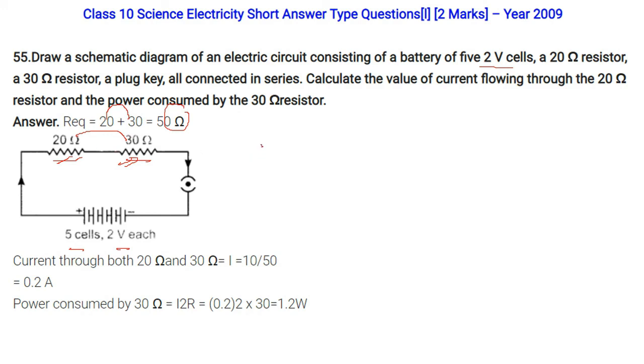So what will be the current? I equal to V by R. V is 5 cells of 2 volt, so 5 into 2 is 10. So V will be 10. Resistance is combined of these two, that is 50. This is going to be 0.2 ampere.